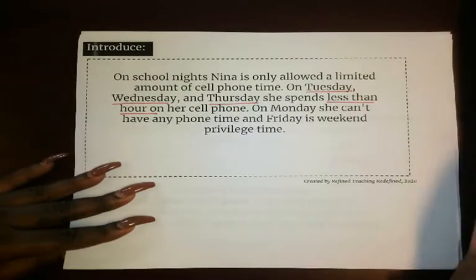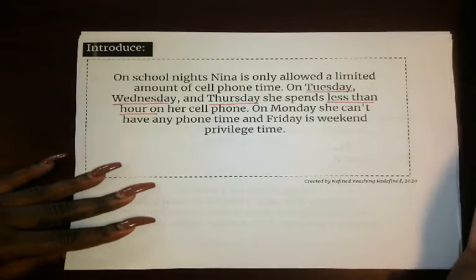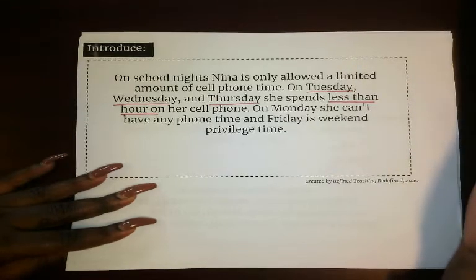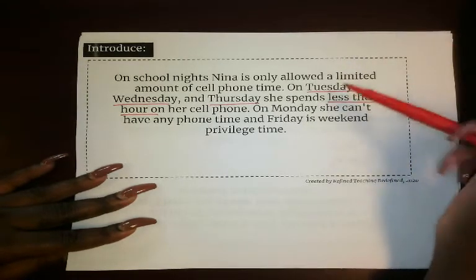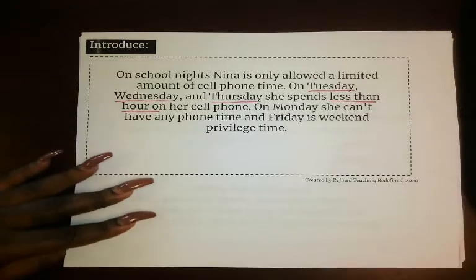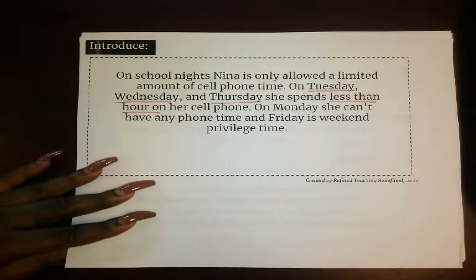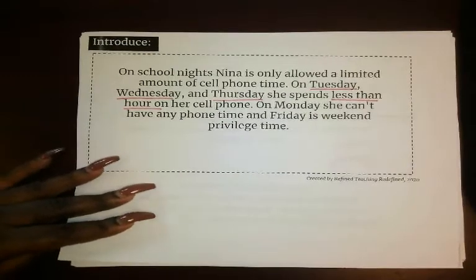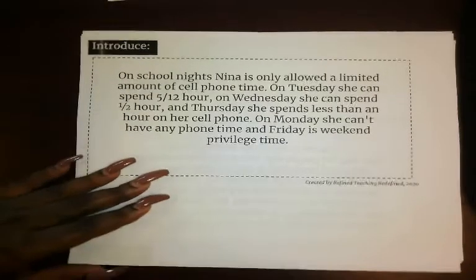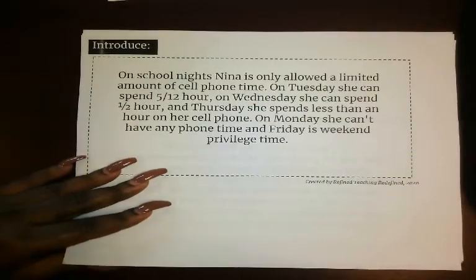So what is it that we really need to know about Nina and her phone time from this slide? So one thing that you can infer is that even though she has Tuesday, Wednesday, and Thursday night that she can use her cell phone, she can only use it for less than an hour each time. So that means that it's going to be a fraction of an hour without wholes. So on school night, Nina is allowed a limited amount of time.